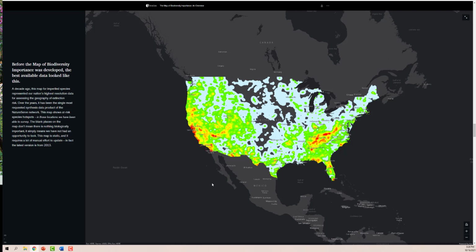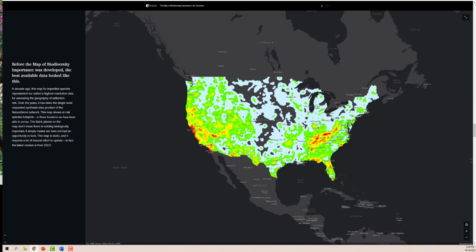And so this map shows at-risk species hotspots in the locations we've been able to survey. It didn't really interpolate or map out to areas that we hadn't done detailed surveys in. And so a lot of what you're seeing in the map is not necessarily that these areas away from the red hotspot identified areas aren't in danger. It means that there's a lack of data and a lack of information.